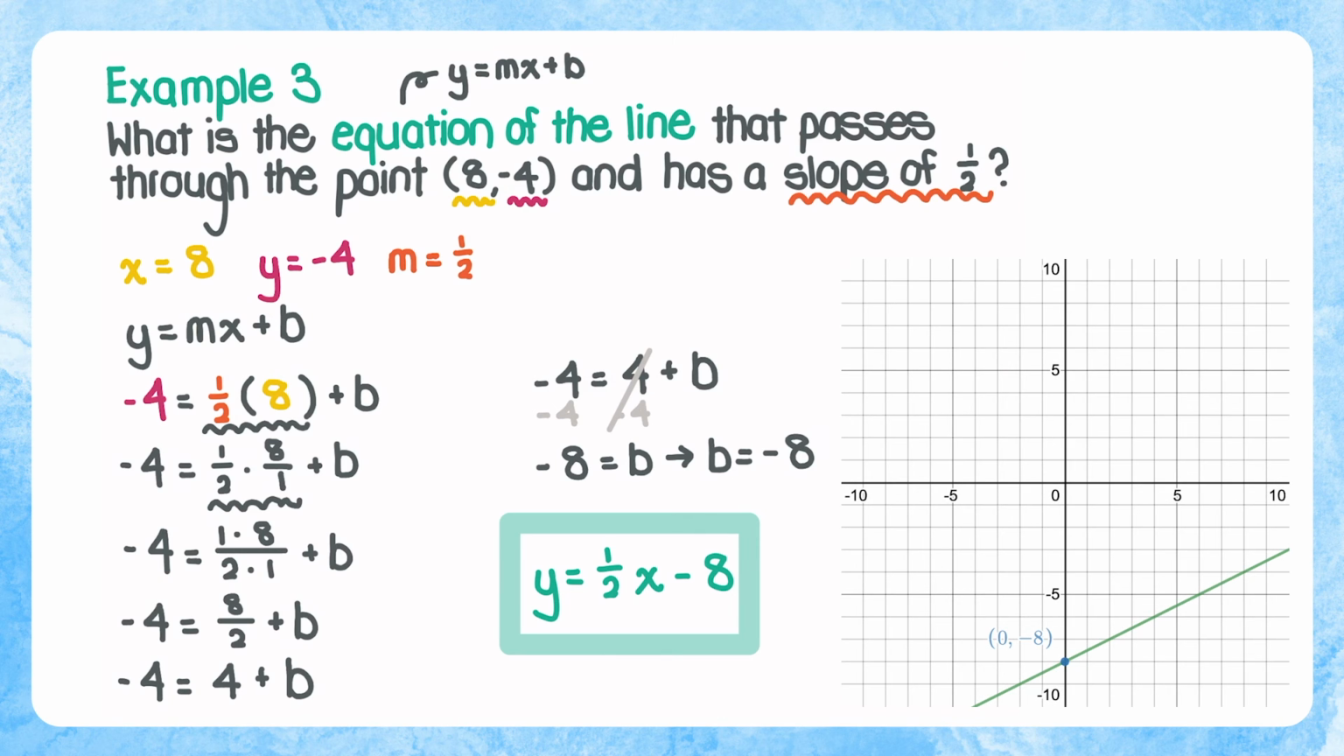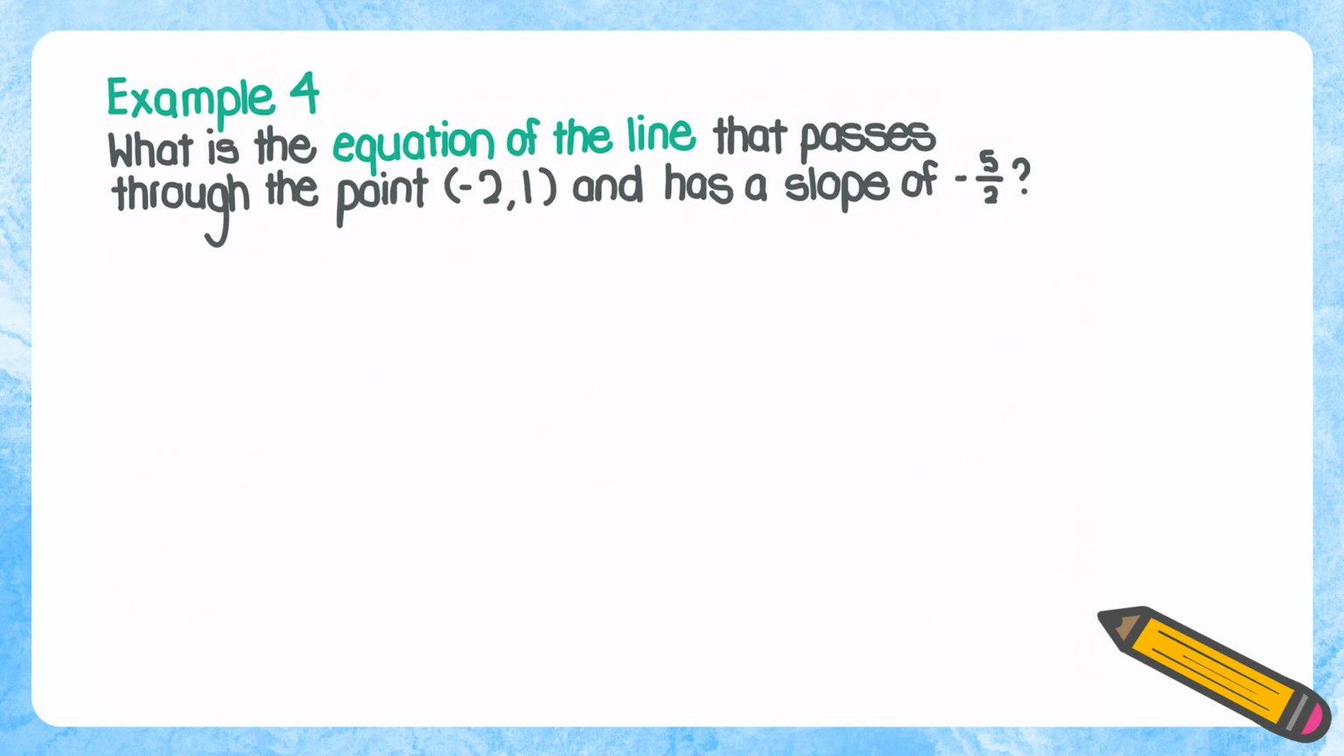And I graphed this equation on Desmos. Take a look at the graph. It might be a bit hard to see, but notice that this line does go through the point 8, negative 4. So we're correct. Let's do one more example together.